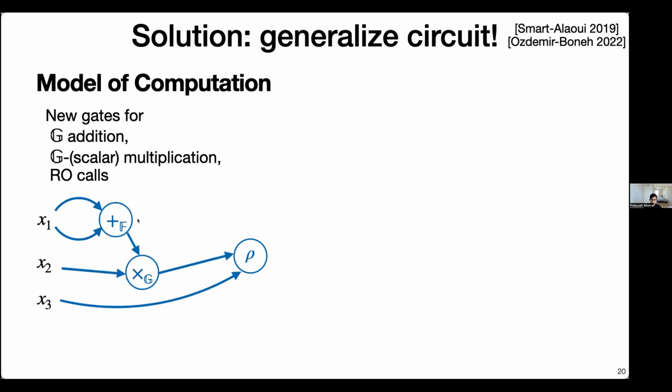So now in our circuit, you might say, okay, I'm going to add x1, which is a field element, to itself. But then I'll do a scalar multiplication of x1 with some group element. And then I'll take that result and feed it along with x3 into some random oracle. So this is basically a generalization of our previous circuit model. We've extended it with some more gates in the basis.